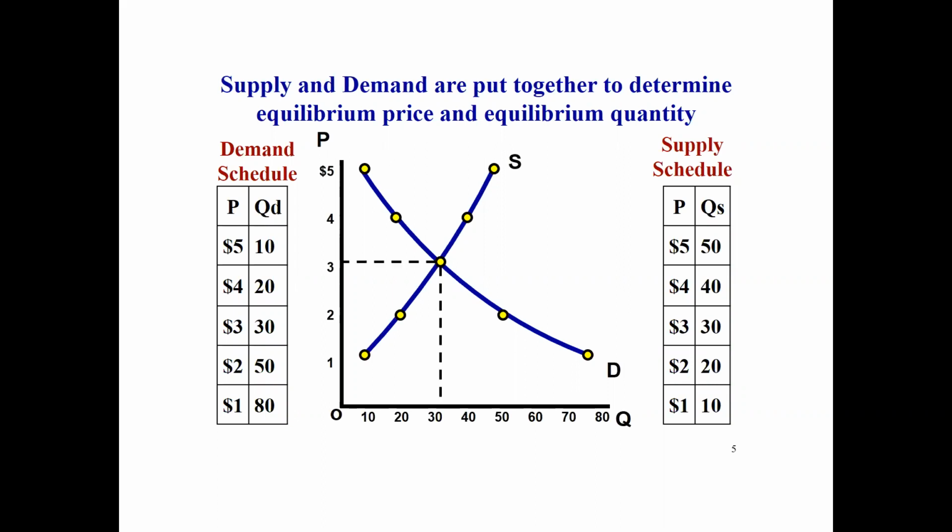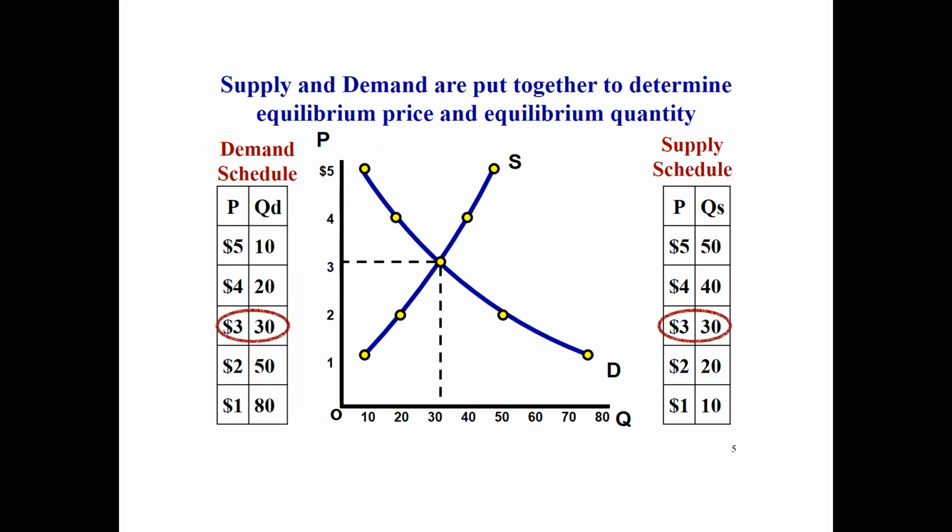All right. At $3, quantity supplied is 30 and quantity demanded is 30. That is the equilibrium. So P and Q, supply, demand, S and D. There you go. Where they intersect is called the equilibrium. Quantity demanded equals quantity supplied. That's it. That's your start.